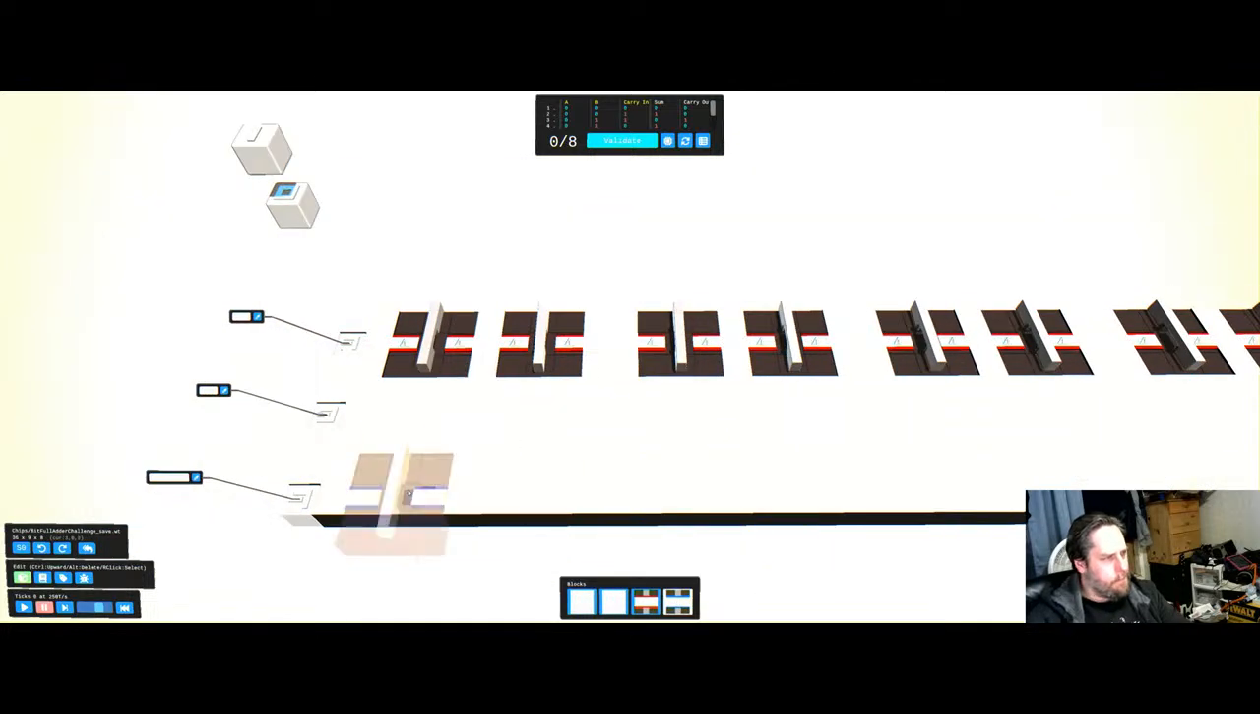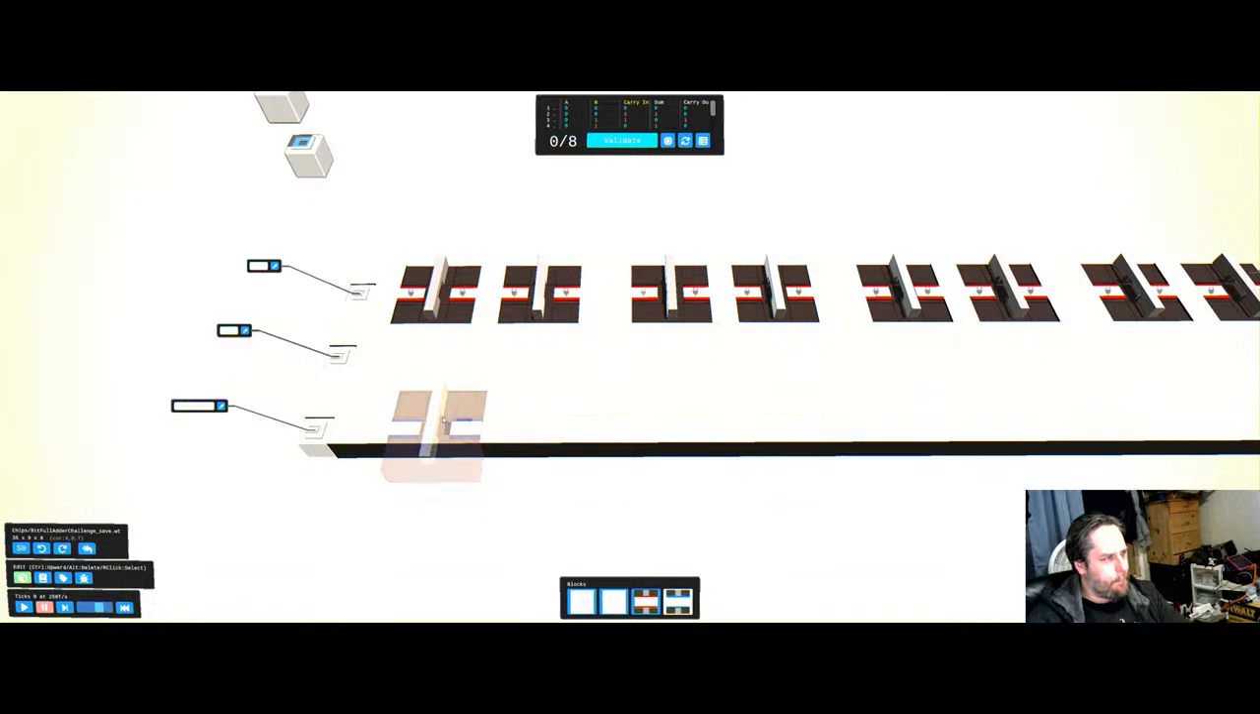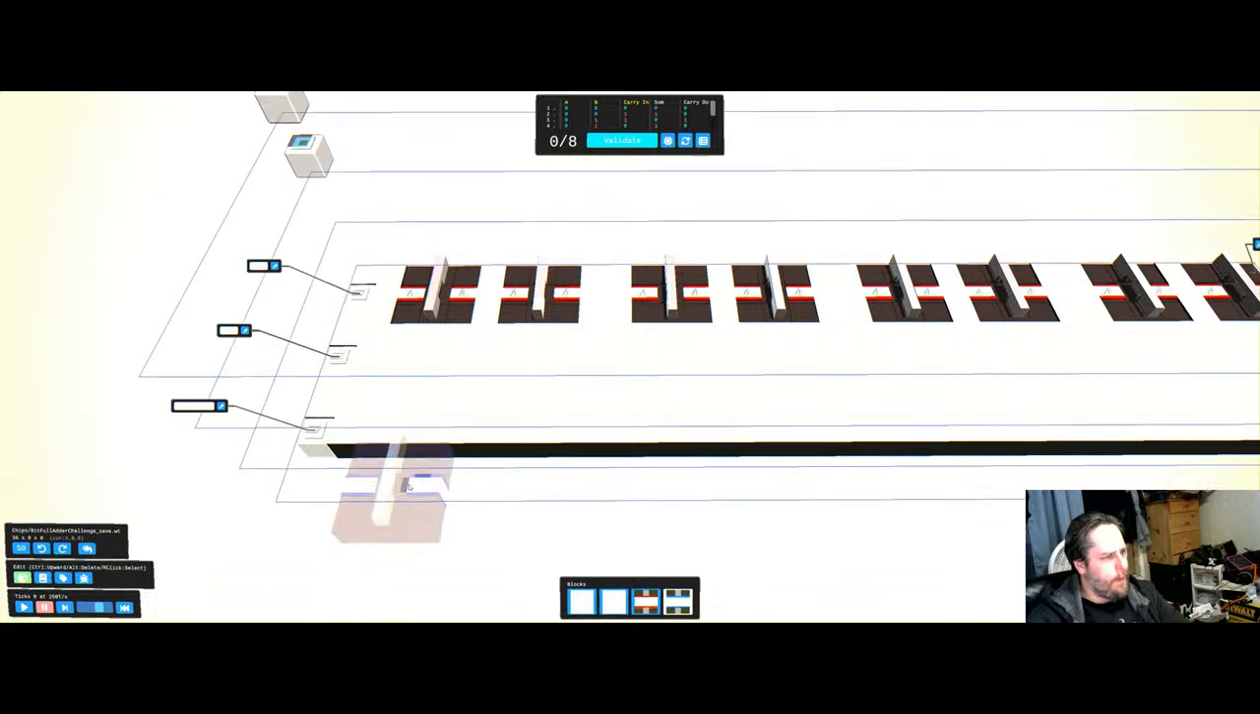I'm going to leave some space in the middle for my rails because I do have a lot of stuff that's going to be going left to right. So let's leave that. And in fact, let me go. I'm going to probably do 2 sets here. 1, 2. So let's do something like this. Let's do a 5 wide.